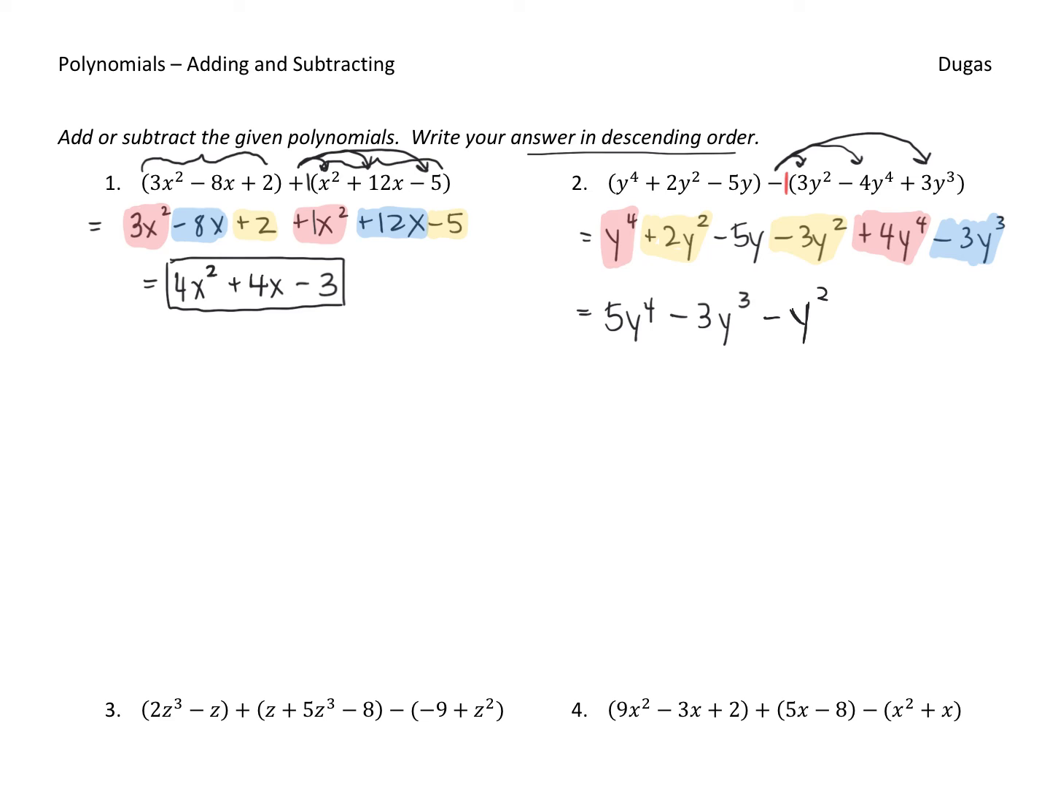And then the last thing I have left is a negative 5y. So there's no constant term, so we're just going to end with a y to the first because that's the smallest exponent. And that would be the difference.